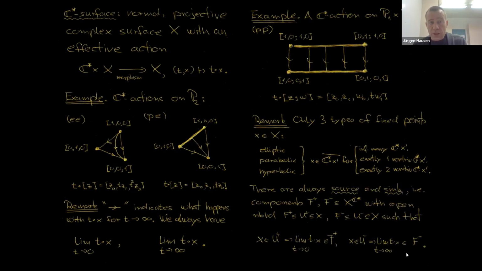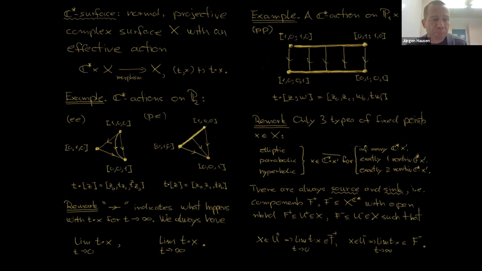For a C-star action on a projective surface, there is always a source and a sink. That means connected components F plus and F minus of the fixed point set that admit open neighborhoods U plus and U minus respectively, such that for all points in U plus, the limit t dot x for t to 0 lands in the source F plus, and similarly for the sink: for all points in U minus, the limit t dot x for t going to infinity lands in the sink F minus.